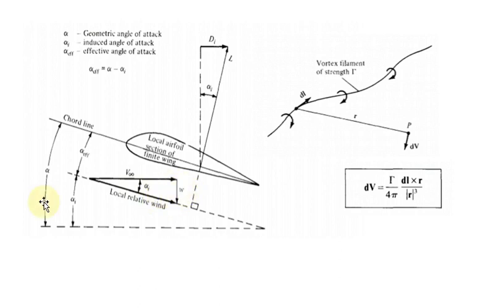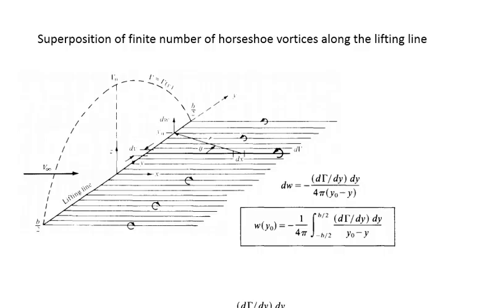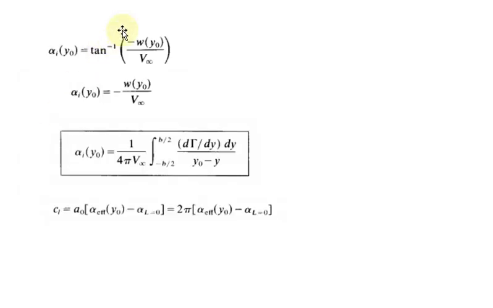In these cases we are taking the minus value at y0, that is why the y0 is present. So the negative downward direction gives minus w at y0 by v infinity. The tan value we have taken from that particular diagram. Here the theta value is very small, so we can omit the tan. So we are omitting the tan, and alpha i equals minus w at y0 by v infinity.